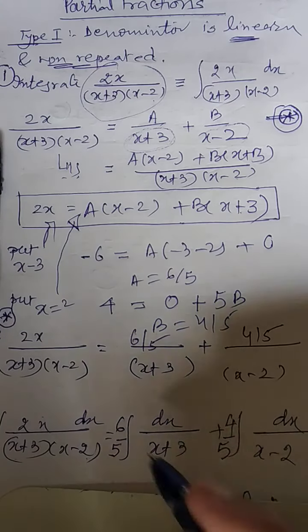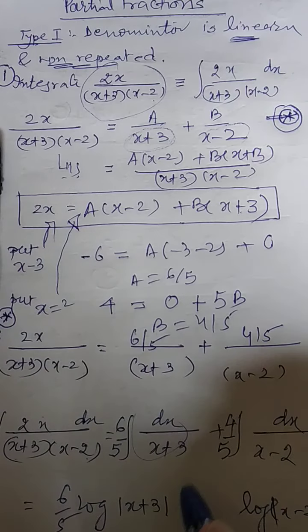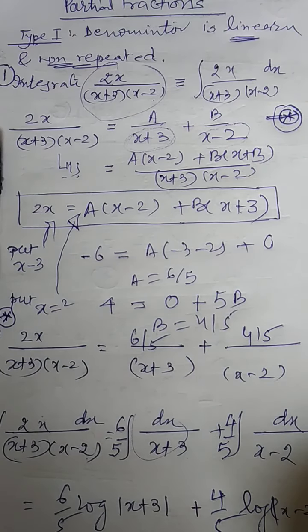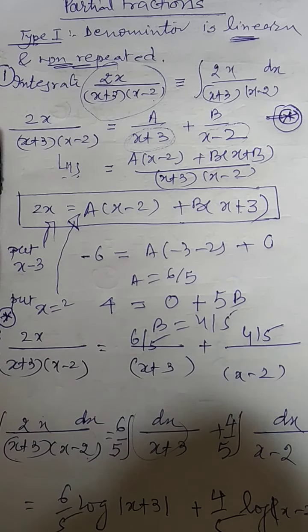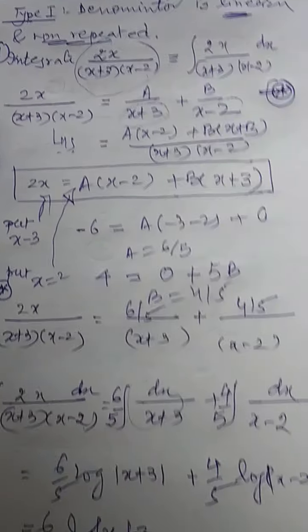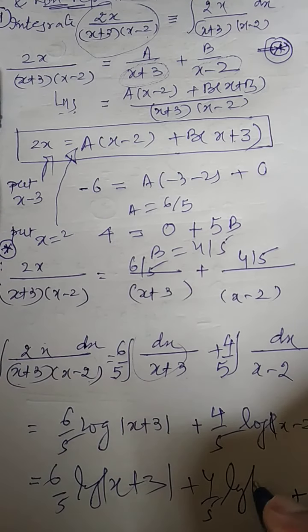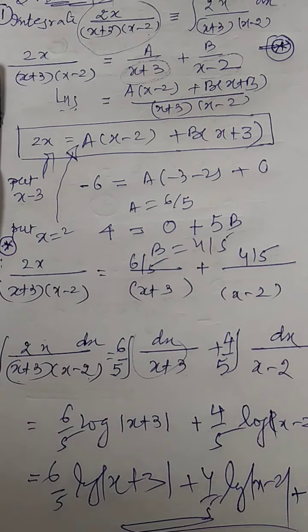Now you know how to integrate this. So your answer will be 6 by 5 log of x plus 3, and over here 4 by 5 log of x minus 2, plus the constant of integration. The final answer will be coming like this: 6 by 5 log of x plus 3 plus 4 by 5 log of x minus 2 and the constant of integration. So your task is to get a and b properly.